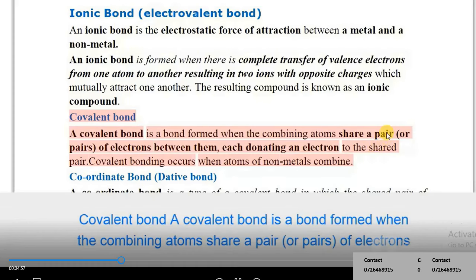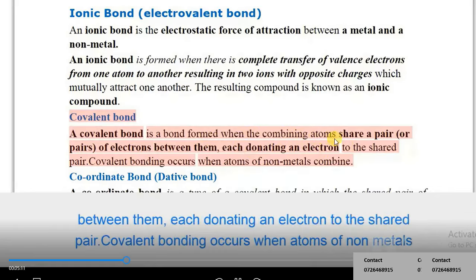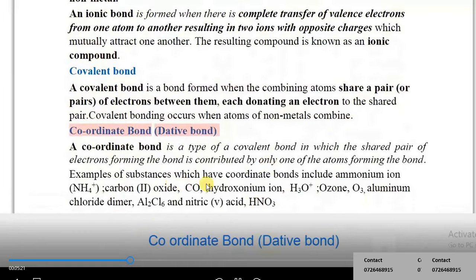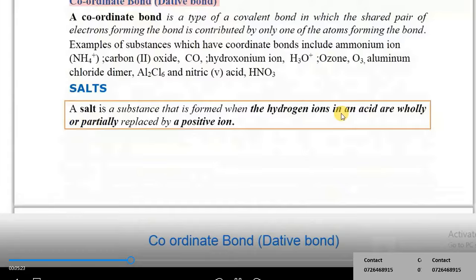Covalent bond is a bond that is formed when nonmetals combine. It is a bond formed when atoms share a pair of electrons between them, each donating an electron to be shared. Covalent bonding occurs between atoms of nonmetals.